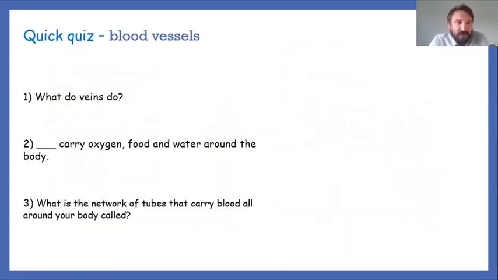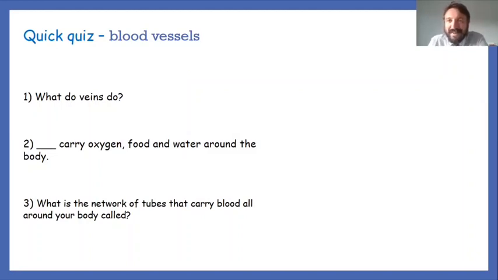So number one, what do veins do? Number two, something carries oxygen, food, and water around the body. Number three, what is the network of tubes that carry blood all around your body called? And that's going to be the three questions for today. So pause the video there, come back with your answers, then we'll have a look through them together and reflect on our learning.